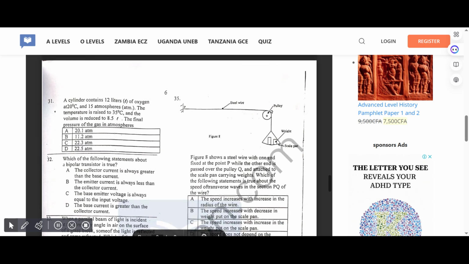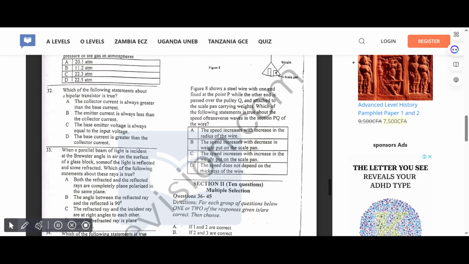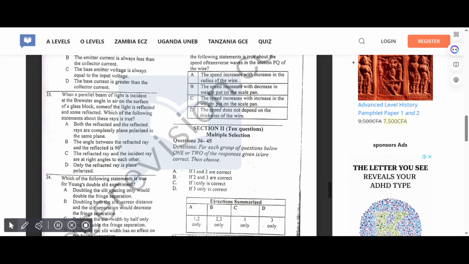A cylinder contains 12 liters of oxygen at 20 degrees Celsius and 15 atmospheres. The temperature is raised to 35 degrees Celsius and the volume is reduced to 8.5. The final pressure of the gas in atmospheres is, question 31, the answer is, which of the following statements about the bipolar transistor is true? Correct answer for 32 is A.